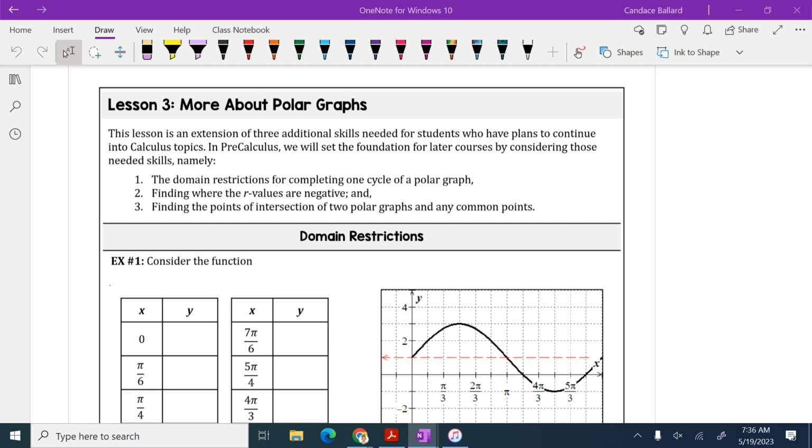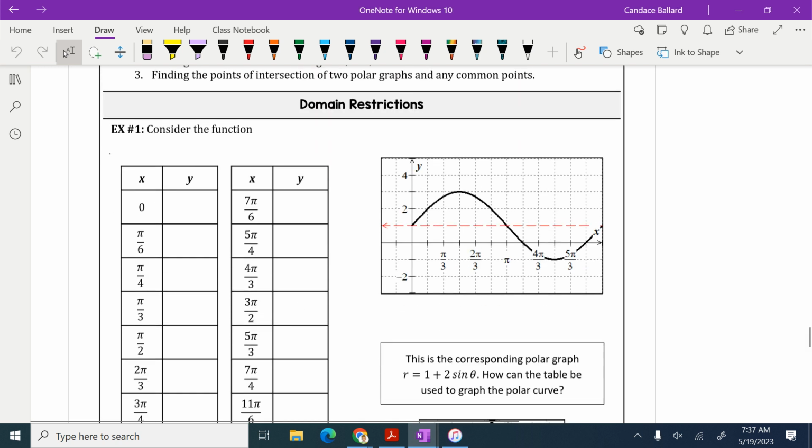We're not going to do every example on here today. I'm going to try to get through the end of it though, because the last two examples are actually really relevant to what we do in BC next year. So the first one is the domain restrictions for completing one cycle of a polar graph. Then we're going to look at negative r values, and those mostly help us with the limacons. And then finding the points of intersection, those are the ones we actually need for BC next year.